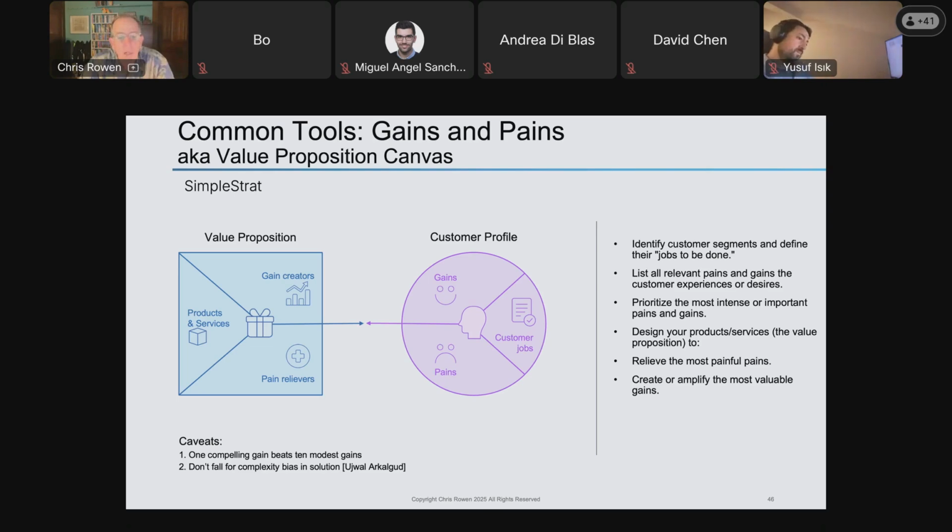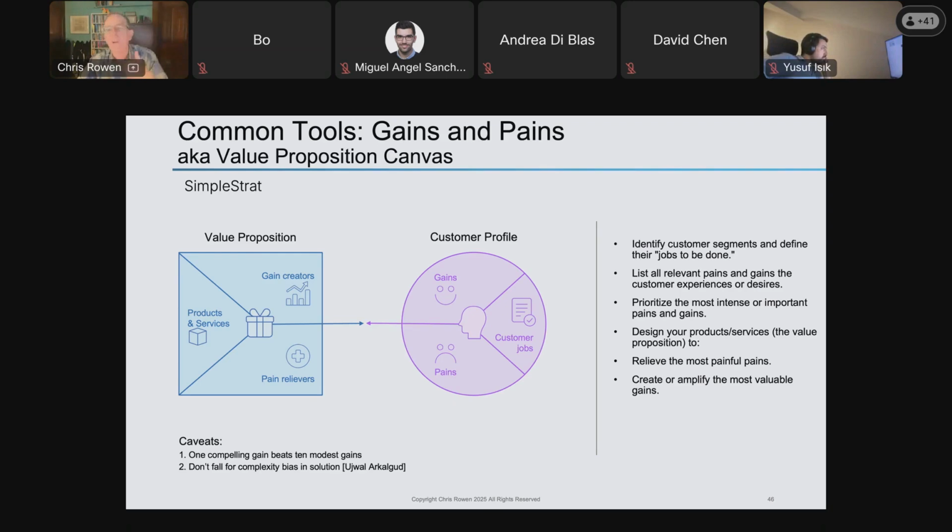Ujwal Arkalgud, who is a great writer on general startup strategies, calls this the risk of falling into the complexity bias for a solution. That is, people think about, what are all the different features and bells and whistles and knobs I could put on this thing so it solves 47 different problems that customers have. And you end up often with something which is so complex it isn't usable. And in particular, you can't even find that it solves the one big pain that customers have.